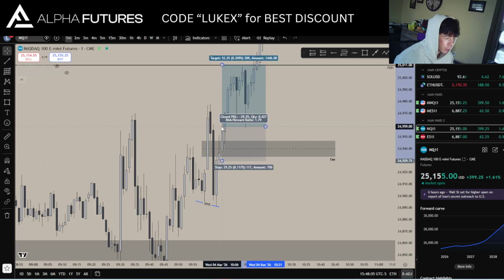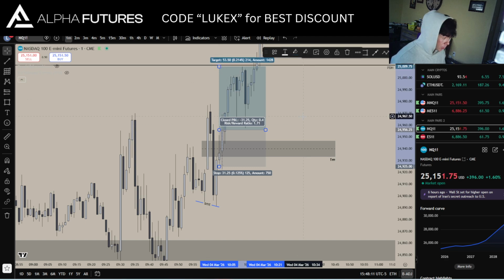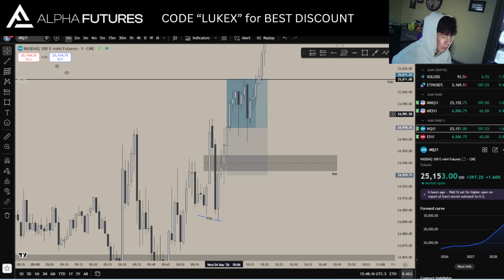If you did enter right here, kept your stop here, and targeted previous day high, that would have been a good trade. I just personally didn't like the close on this 1-minute candle. As you can see, it closed with this top wick, and I thought, okay, maybe we might get manipulated. I'd rather just wait.